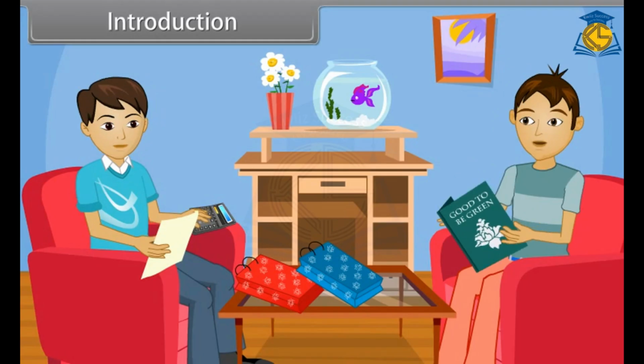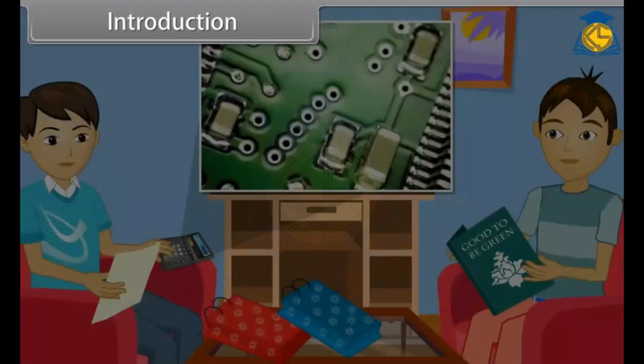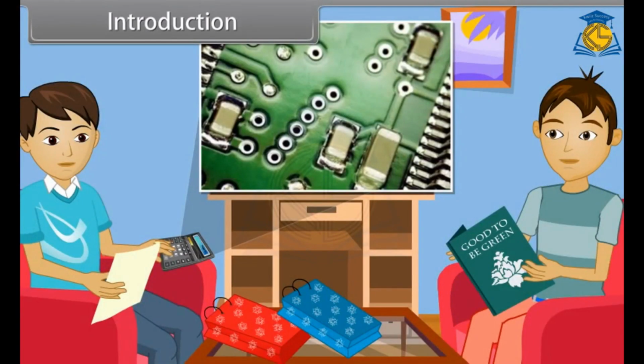Amar, I want to ask you something. How does this calculator work? How does it give the correct result every time? Okay, Raj, I will tell you. A calculator works on the combination of diodes. A diode is a semiconductor device and it can be used for on and off purposes. When the diodes are arranged in a particular manner, they give a specific logical result.